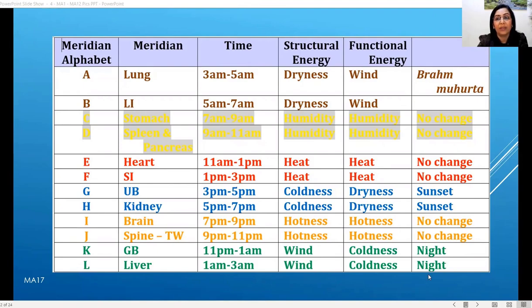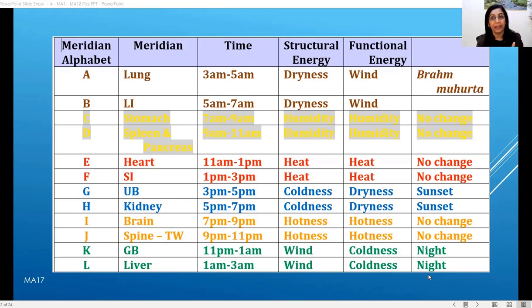Now, if you notice in this, we see that the lung and large intestine meridians, which are dryness meridians structurally according to the access law, are actually active and functioning best between 3 a.m. and 7 a.m., which is the time related to the early morning. Now, the beginning of the day is wind energy, because we said the wind energy is the start of everything. So the beginning of the day would also be depicted by the wind energy, according to the access law.